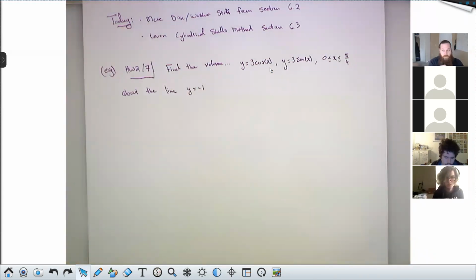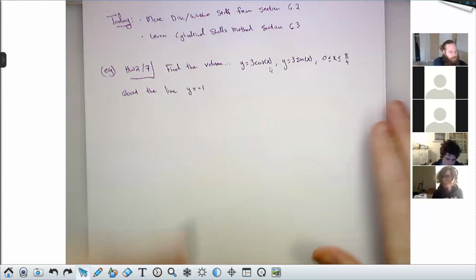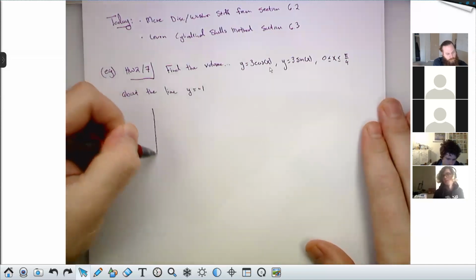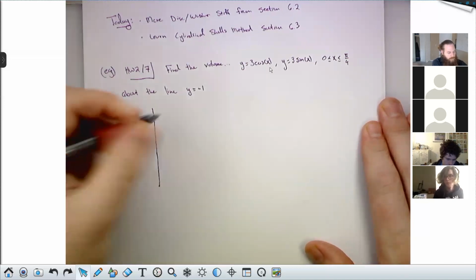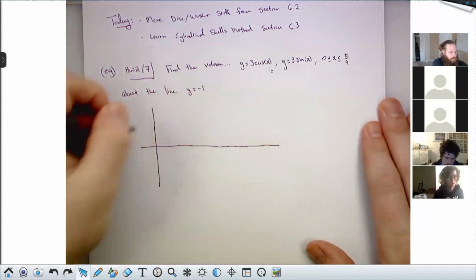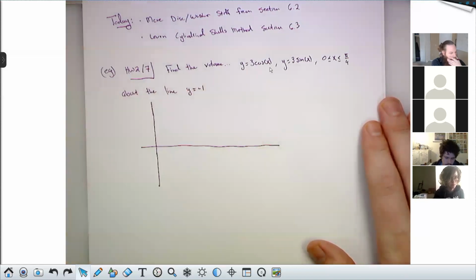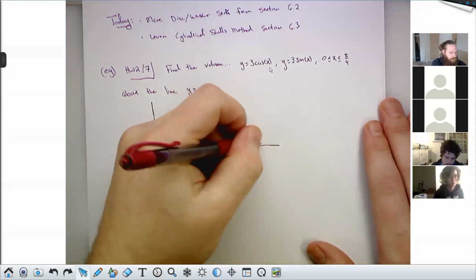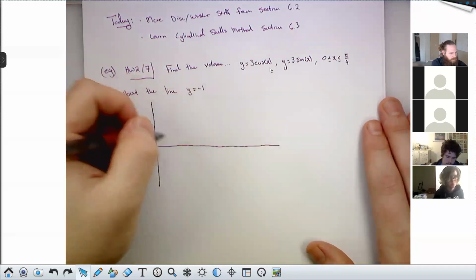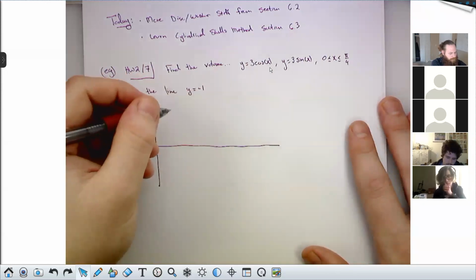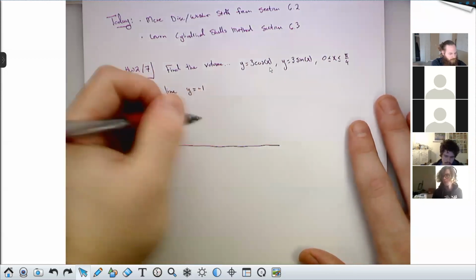So our first step is to sketch the region, and you need to do this by hand. I know that WebAssign lets you pick from a bunch of pictures, and you can just stare at those pictures, but you need to do this by hand. Trust me. So we're going to draw the graphs of 3 cos x and 3 sine x. Normally, if I was graphing these, I'd graph them from 0 to 2 pi, but I'm just going to go 0 to pi over 2.